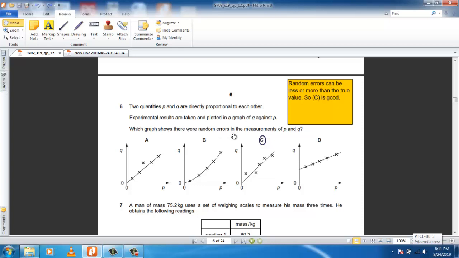You have to know that random errors can be less or more than the true value. So this straight line is the true value. The measurements could be less or more. Over here the measurements are just more or equal. So it's C, the appropriate answer.